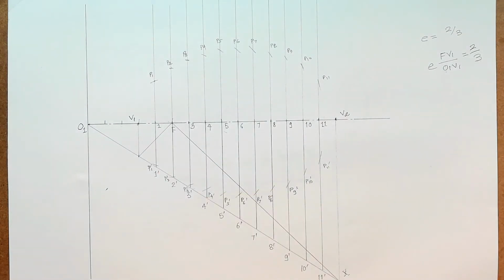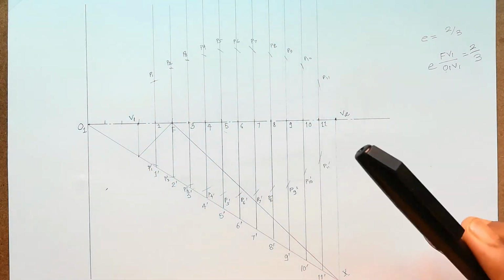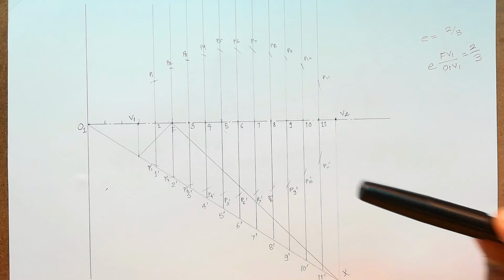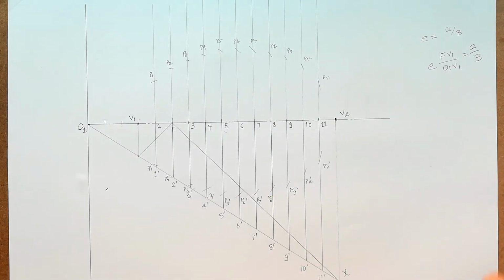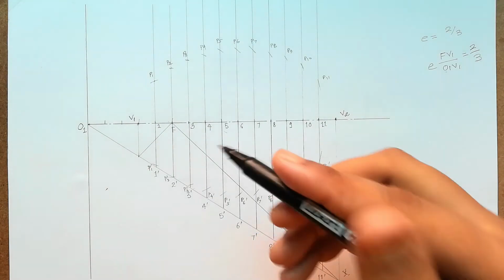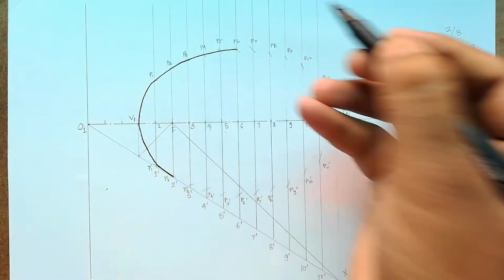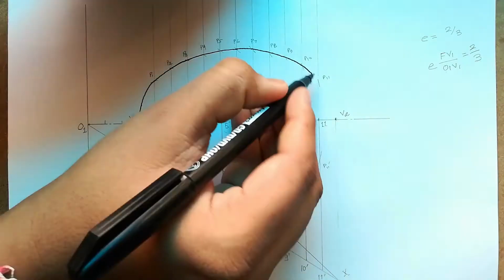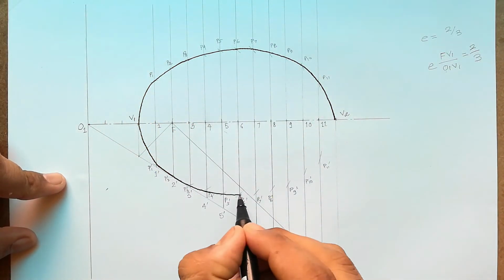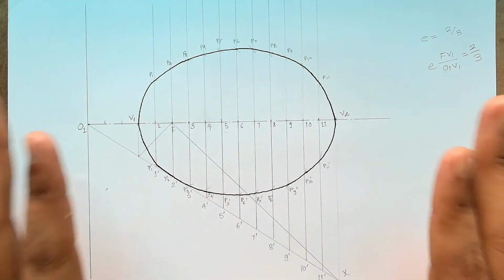Once we are done with the numbering, we will join all these points with a very smooth curve, and this time we will be using the HB grade pencil. Now instead of the HB grade pencil, I am using one marker pen to complete the curve. So my ellipse curve has been drawn now.